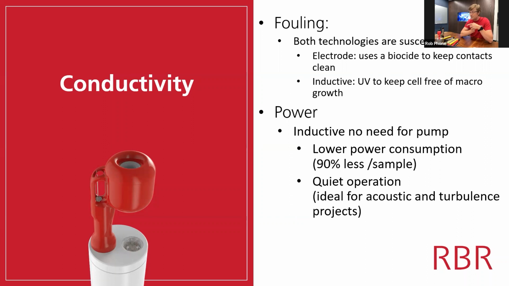An inductive conductivity cell uses quite a bit less power than electrodes, firstly because you don't have to run a pump. So there's a lot less power there, about 90% less per sample. And because you're not running a pump, it's a very quiet sensor, so it's ideal for acoustic and turbulence projects.